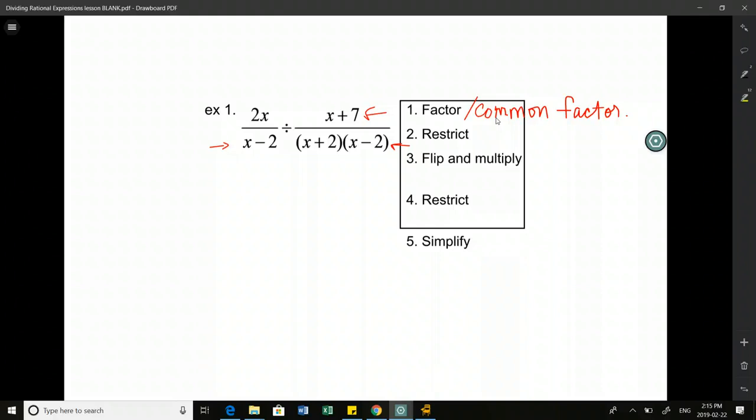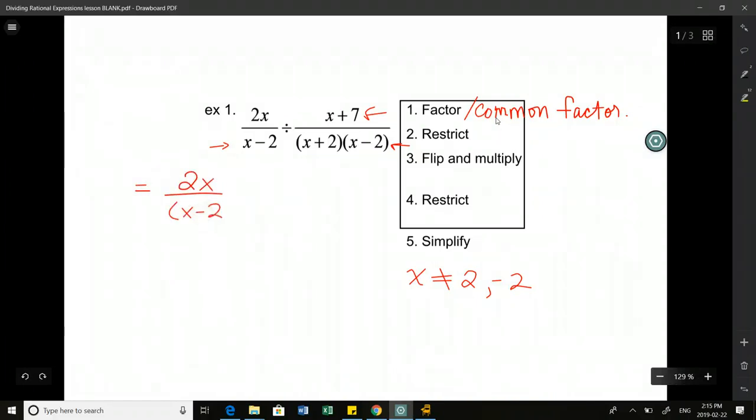So this one is already pre-factored for us. So step one is a check. When we go to restrict this one, our initial restrictions that we can see in the denominator are -2 and +2. So we would have those, and that's my first restrict step. The third thing that I would want to do is flip and multiply. So I'm flipping the second fraction only.